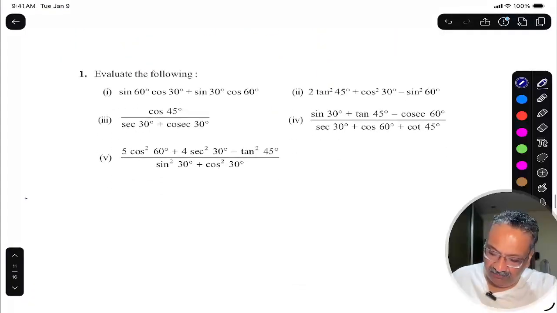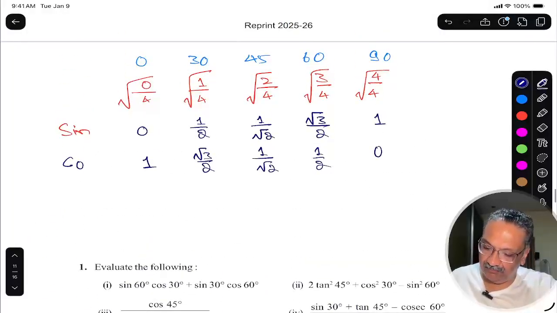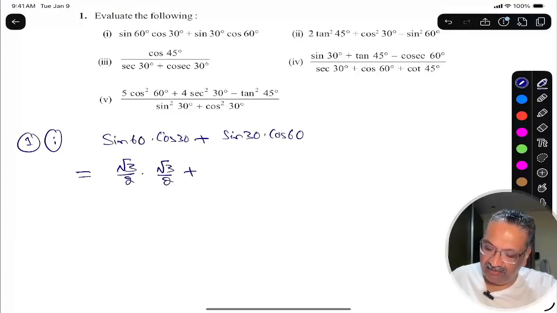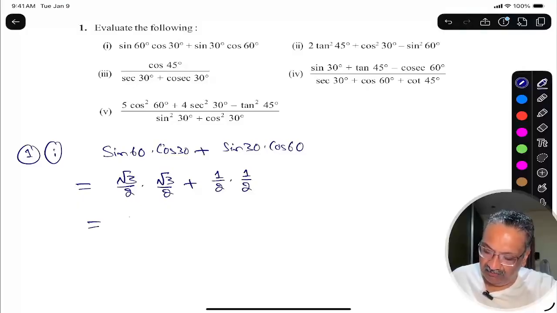First one is what we have got: evaluate sine of 60 degree into cos of 30 degree plus sine 30 into cos 60. This is nothing but sine of 60 is root 3 by 2, cos of 30 will also be root 3 by 2, plus sine 30 will be 1 by 2, 1 by 2 into 1 by 2. This is nothing but 3 by 4 plus 1 by 4 is equal to 1.